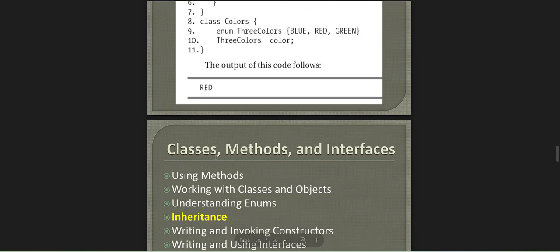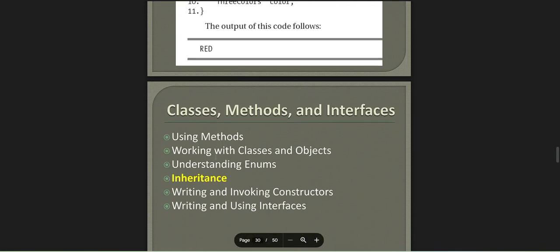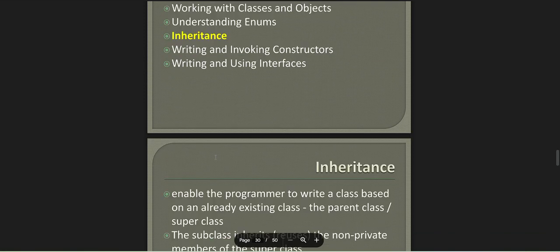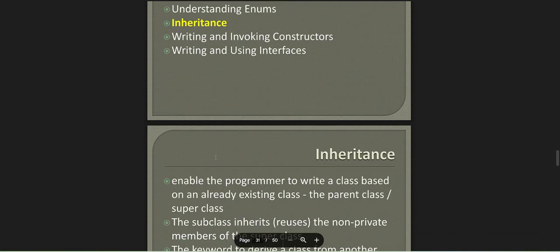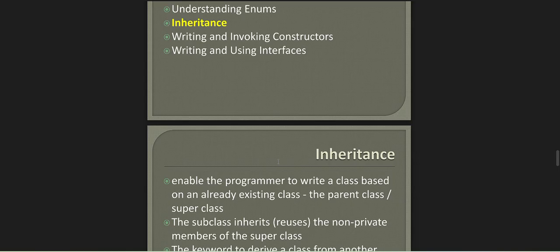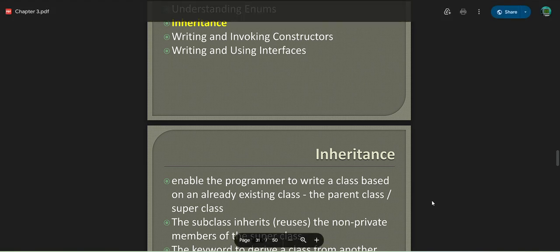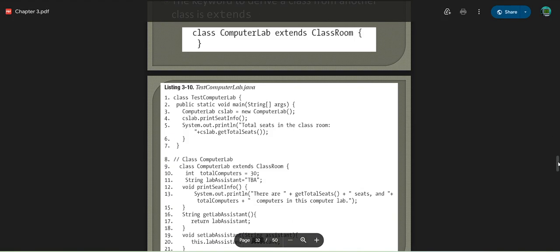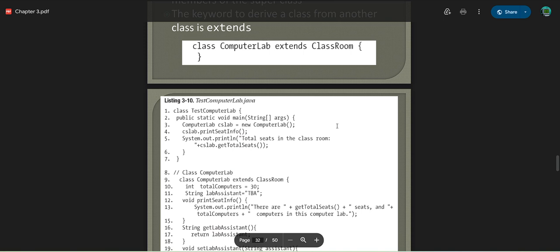Class method and interface using method. Working with class inheritance, writing and invoking the constructor. Inheritance enables the program to write a class based on an already existing class, the parent or superclass. The subclass inherits the non-private members of the parent class. Public static void main.